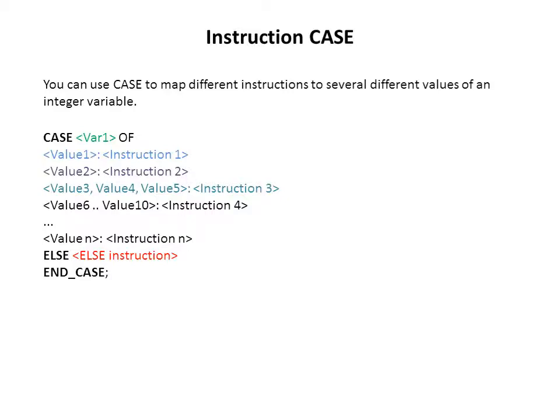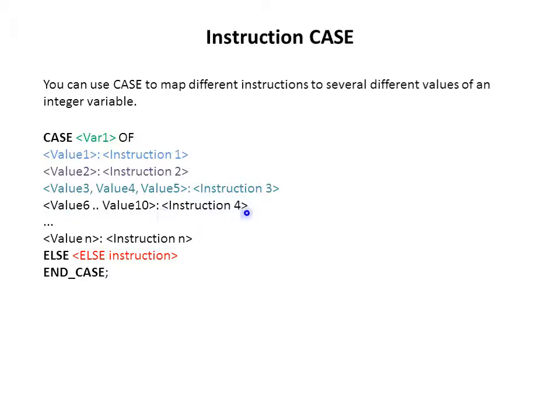In order for the same instruction to be executed for different values of the var1 variable, you must list these values separated by commas, like this. In order for the same instruction to be executed for an entire range of values, you must specify the start and end values separated by two dots.